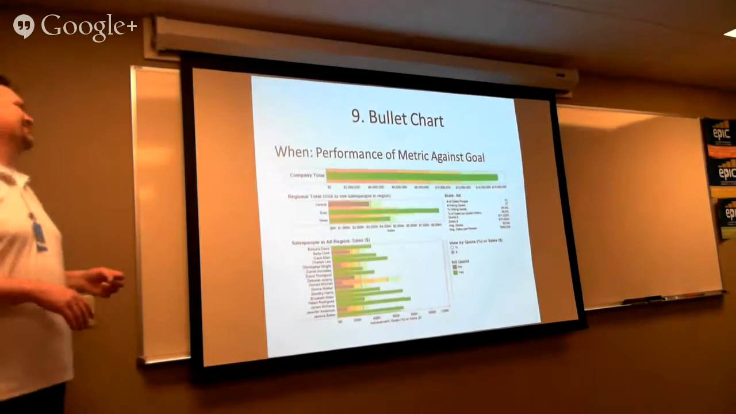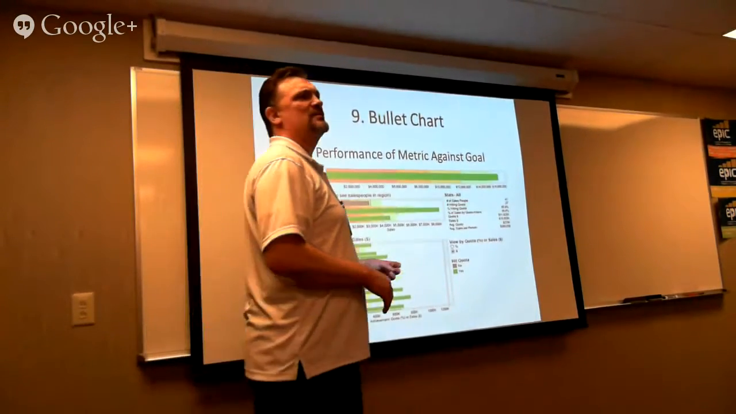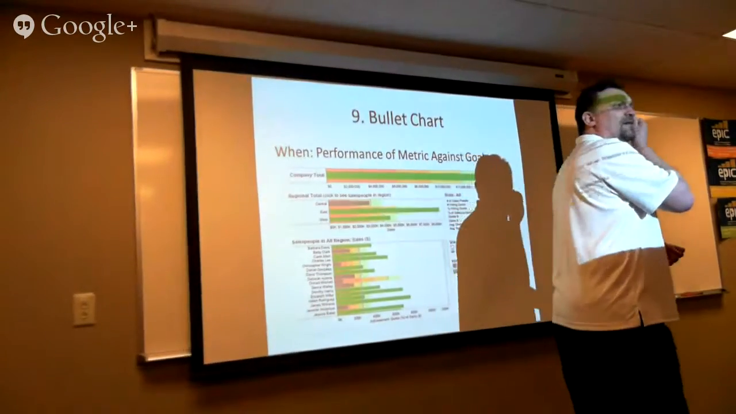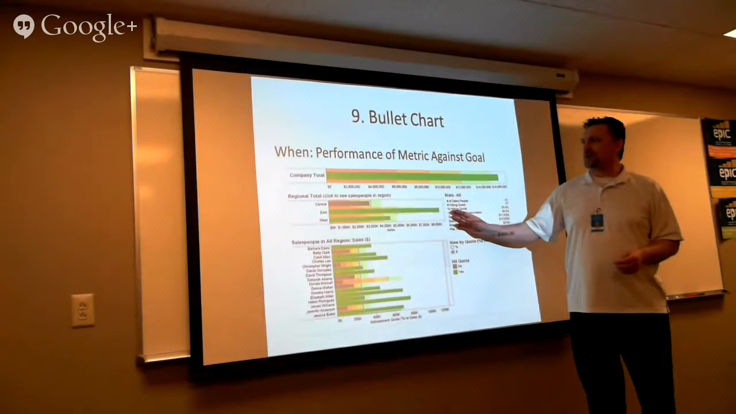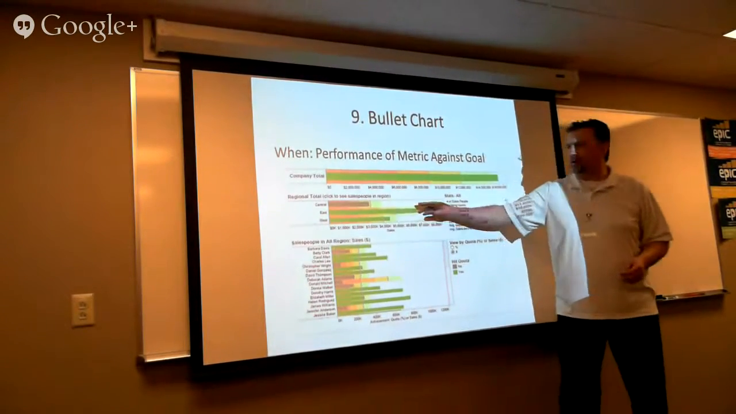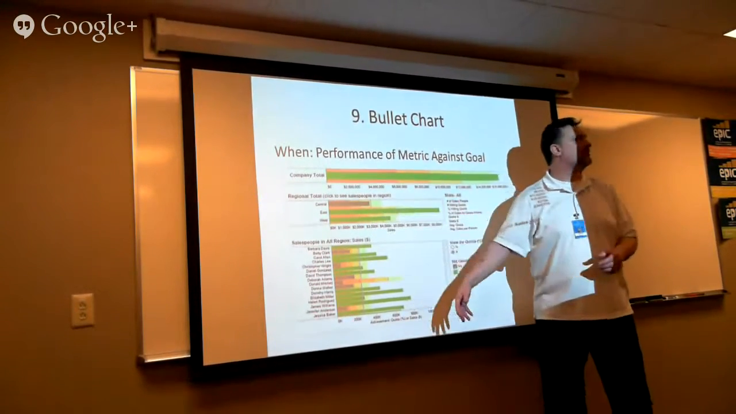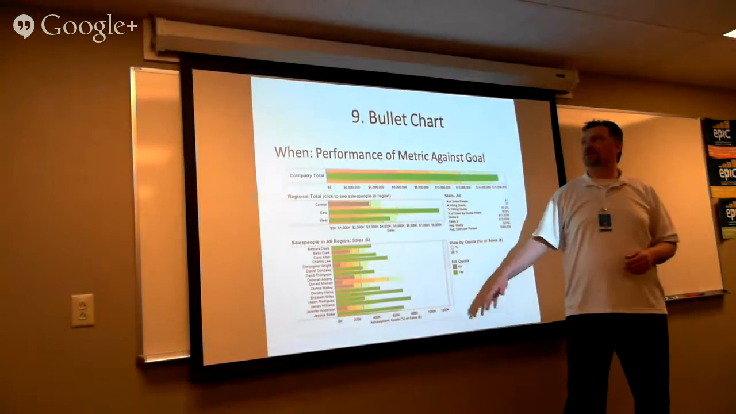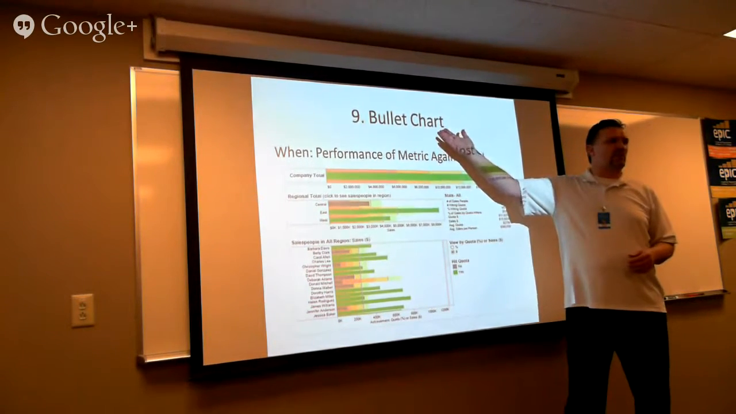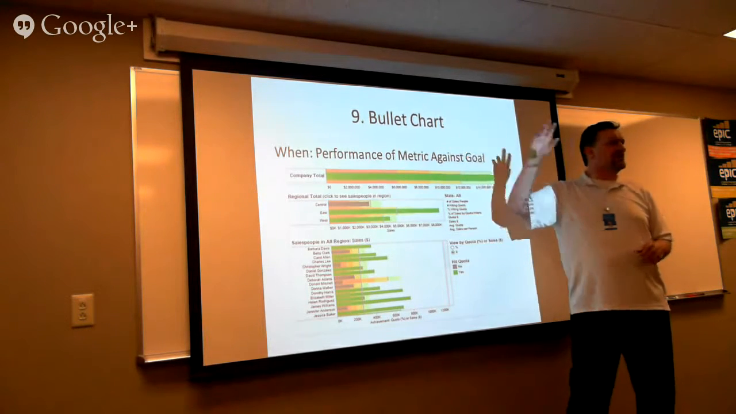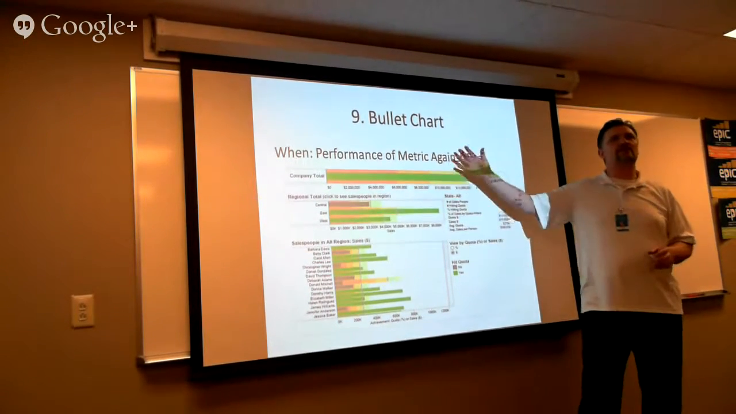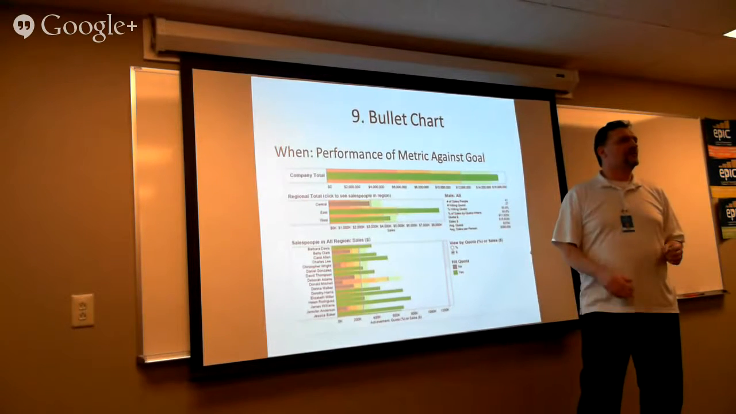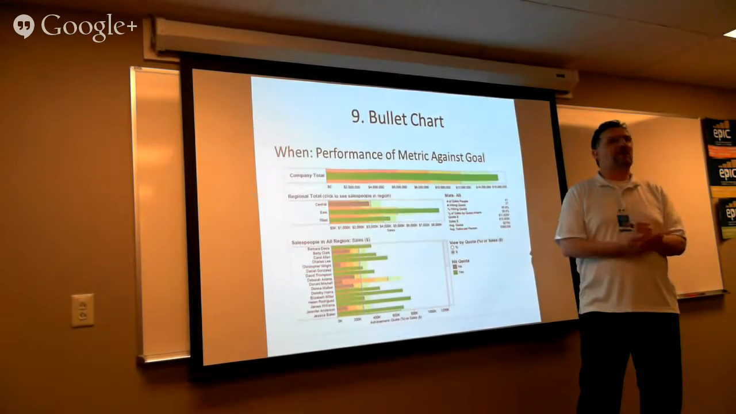Bullet chart. This one I think they put in because they can do it. It's really just more like a bar chart that's overlaid with some other stuff. And I'm not 100% sure that the bullet chart is something that's been used in general. I think this is one of those marketing-generated charts, maybe.